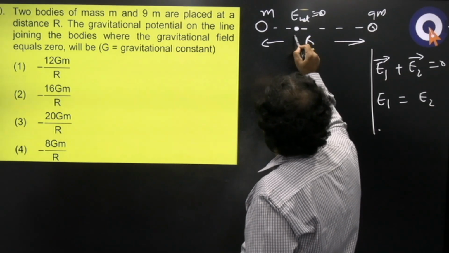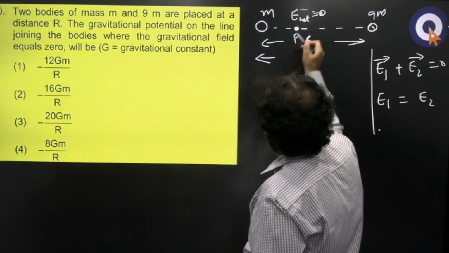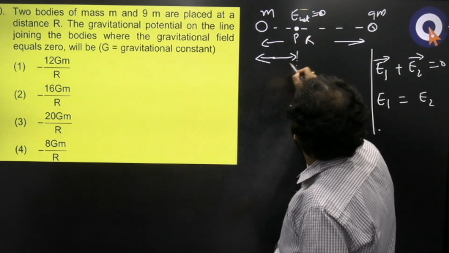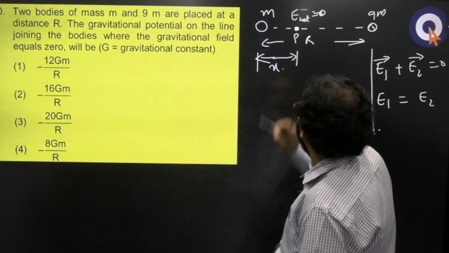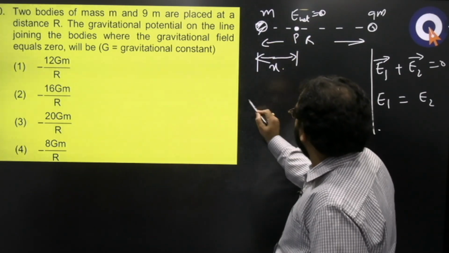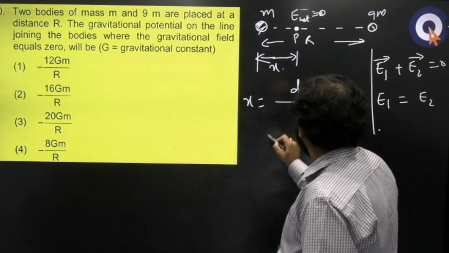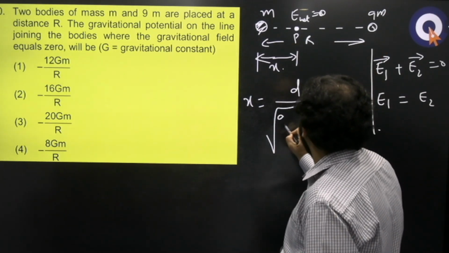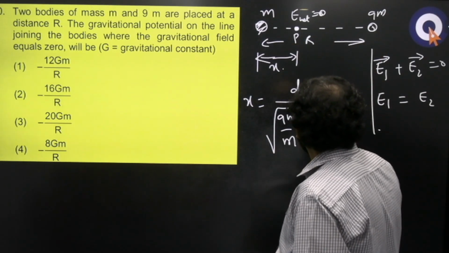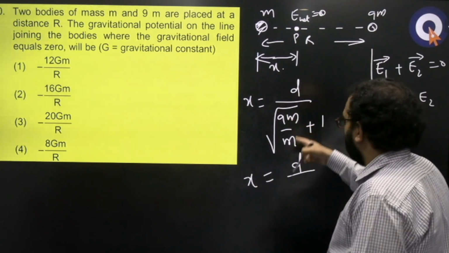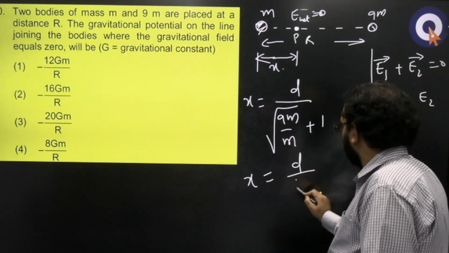Straight away, the trick or shortcut process for finding the null point is: I am assuming a point P where net field is 0 here, and this is at a distance of x away from the smaller mass. Then this x can be calculated as total separation d by root of heavier mass by lighter mass, plus 1. So x equals d by root of 9m by m, root 9 is 3, 3 plus 1 is 4.